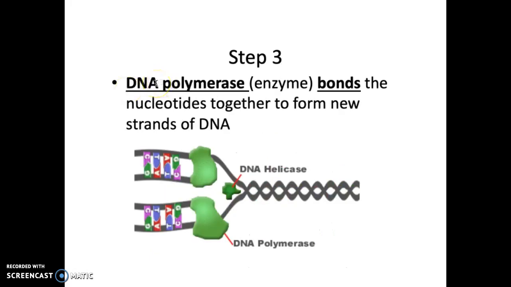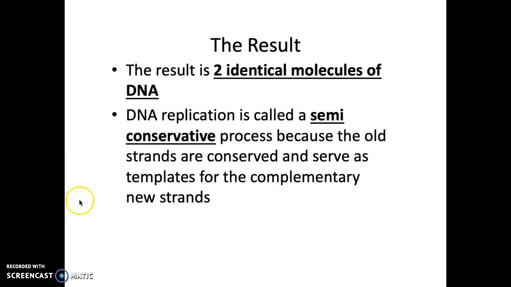And then in step 3, DNA polymerase, another enzyme, is just going to bond those nucleotides together to form strands of DNA. So it's going to help put those things together. And then our result is 2 identical molecules of DNA.